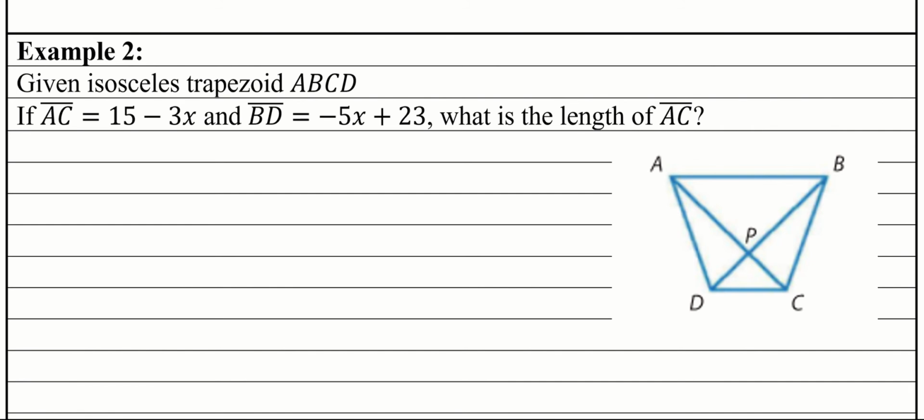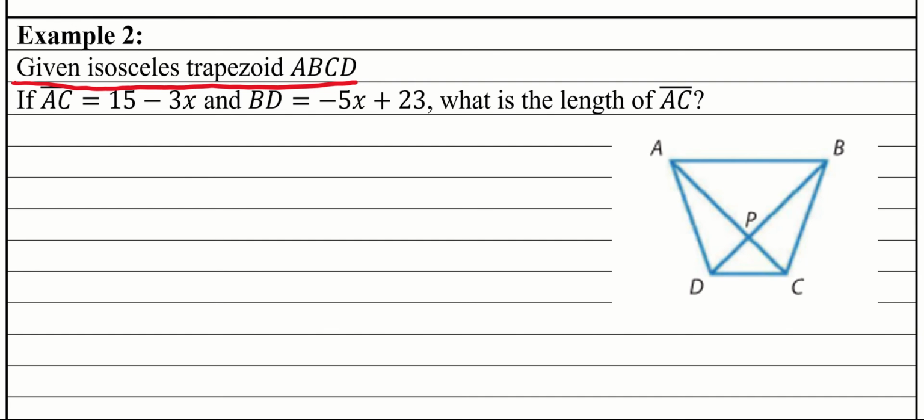I want you to take a second, I want you to sketch this trapezoid as well. And notice, we're given that this is an isosceles trapezoid. So this is helpful because, like I mentioned, all of these properties now apply. If we didn't have this, then we unfortunately could not set up any equations. Okay, so I'm given that this is an isosceles trapezoid. I'm told AC is 15 minus 3x, and then I'm told BD is negative 5x plus 23, and I want to find the length of AC.